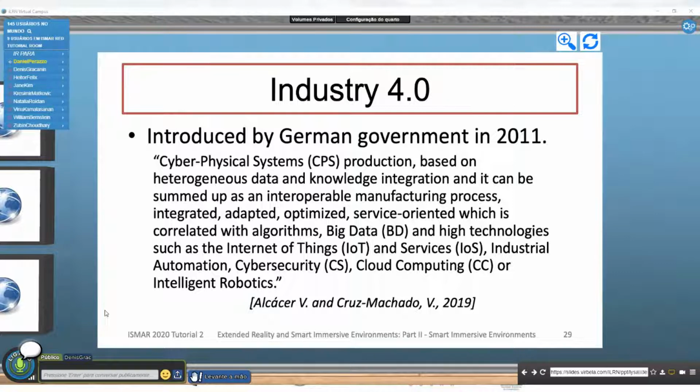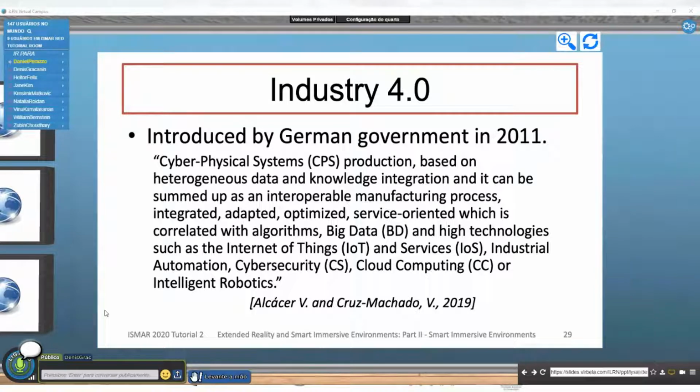The definition of that is cyber-physical system production based on heterogeneous data and knowledge integration. It can be summed up as an interoperable manufacturing process, integrated, adapted, optimized, service-oriented, which is correlated with algorithms, big data, and high technologies such as Internet of Things and services, industrial automation, cybersecurity, cloud computing, or intelligent robotics. So, a fairly broad area. It covers a lot of things.